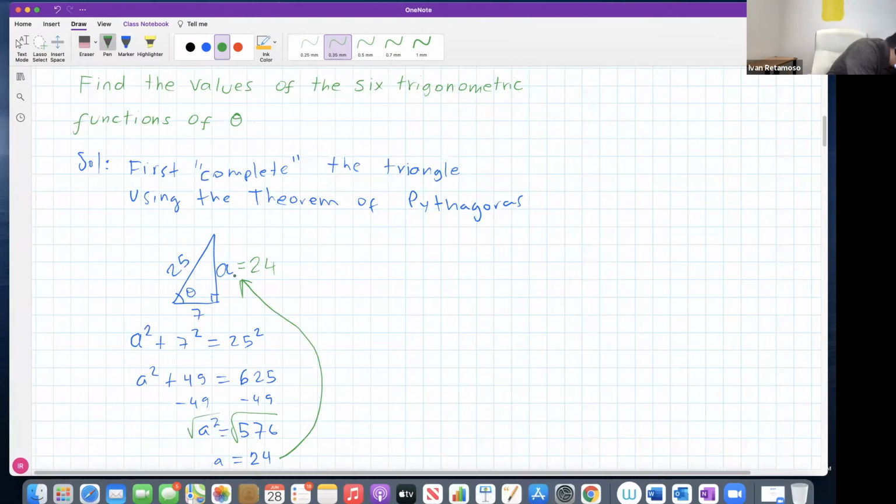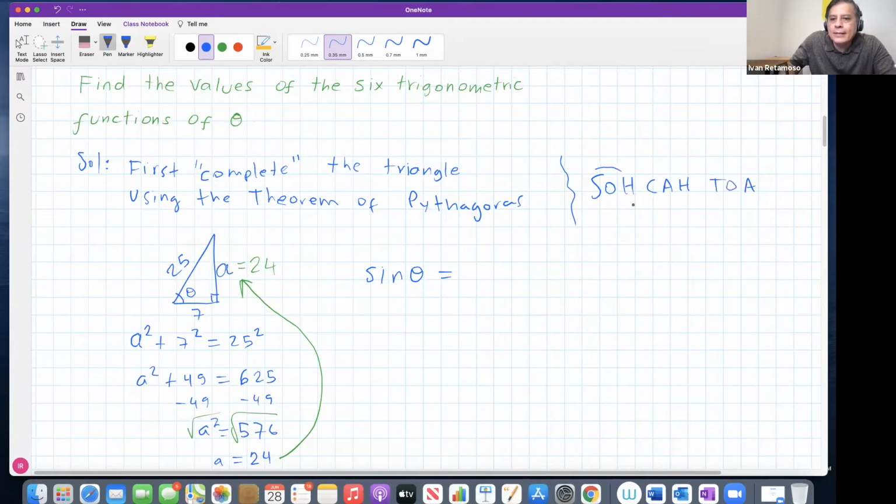You can see. Now that we have completed the triangle, we are ready to compute our ratios, right? Starting with sine. Sine, remember, according to SOHCAHTOA, is opposite over hypotenuse, right? Opposite, this 24, hypotenuse 25. So there is where I got sine, right?